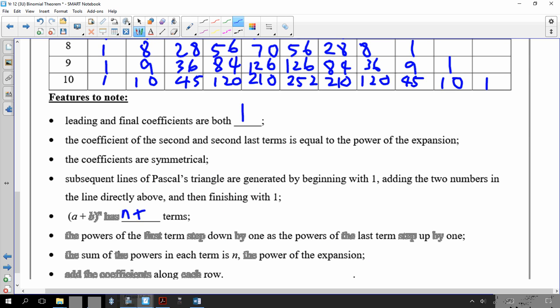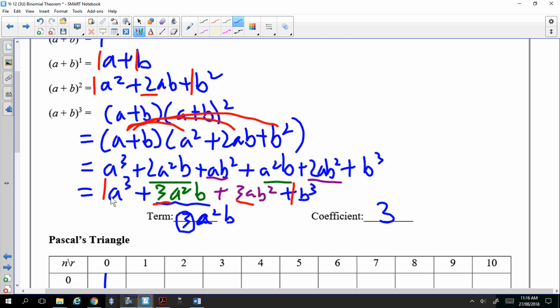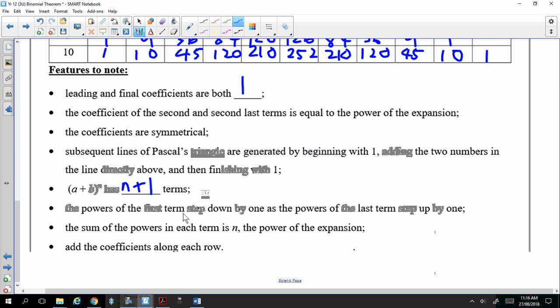And you will also notice that the powers of the first term step down by 1, the powers of the last term step up by 1. So look at this, start with a cubed, and then the powers start to decrease each step, and the powers of b increase as you go on, right? And then the sum of the powers in each term is n, the power of the expansion. Okay, so that's all there is.